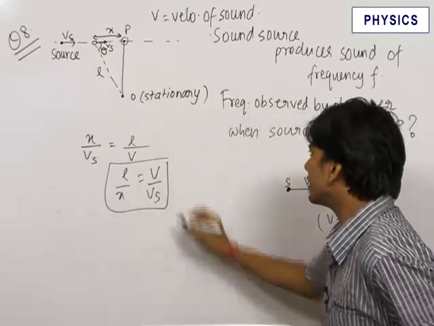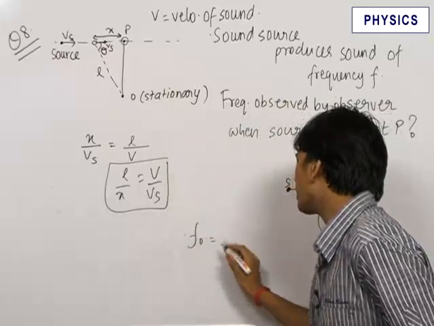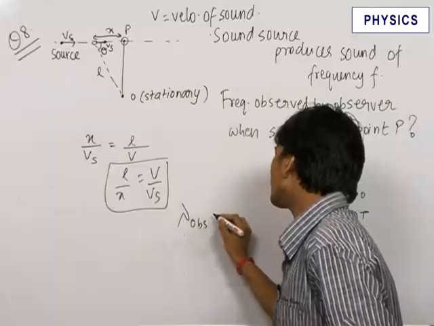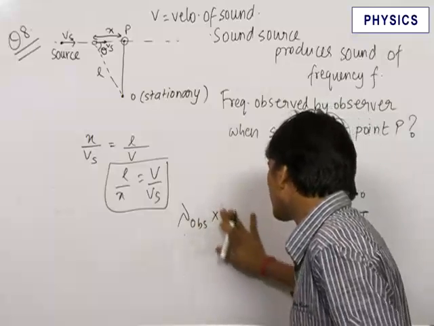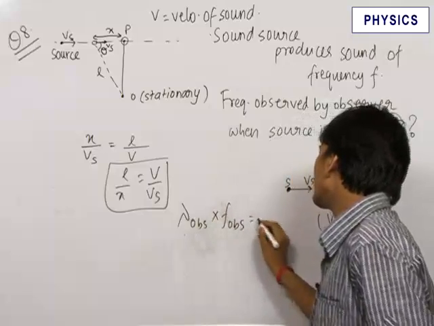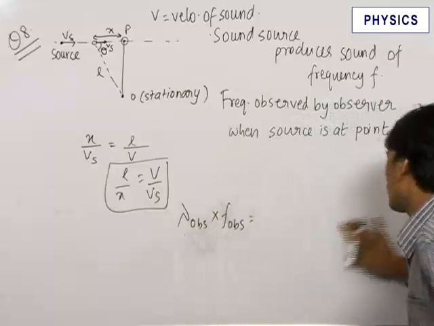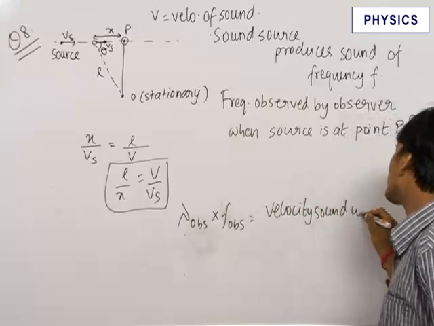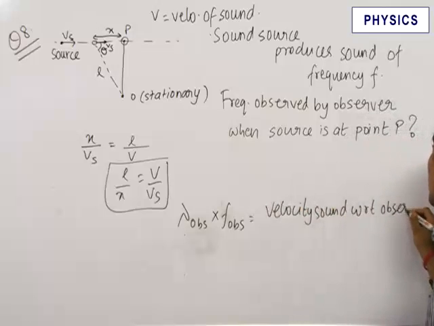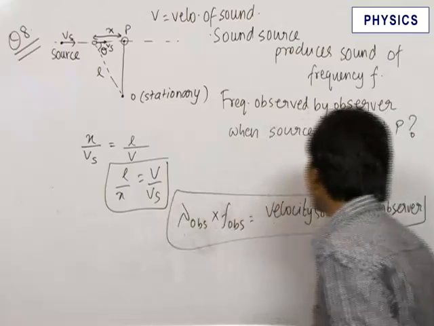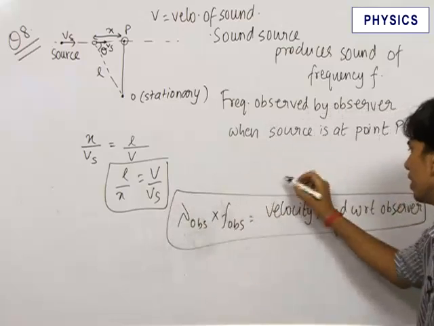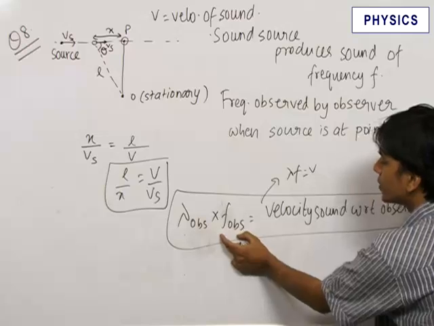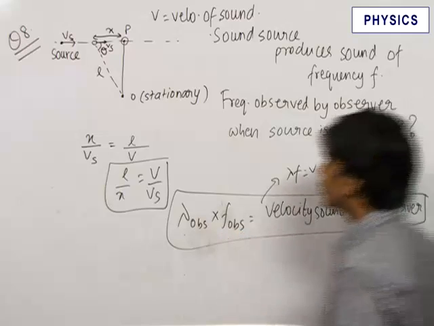We can write that the frequency observed by the observer is equal to, you can always use this equation to avoid confusion, lambda observed into frequency observed by the observer is equal to velocity of sound with respect to observer. You should remember the formula in this format to avoid any confusion in Doppler effect. This is similar to the formula lambda f is equal to V. It is just that lambda observed by the observer into frequency observed by the observer is equal to velocity of sound with respect to the observer.